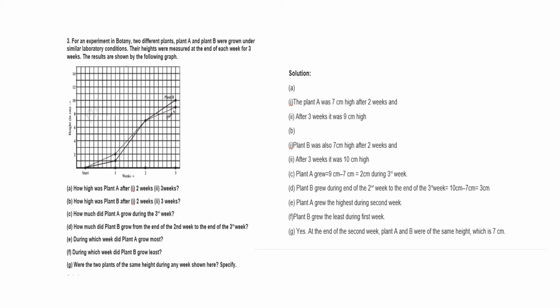Fifth part, during which week did plant A grow most? During which time duration? So during the second week, it grew the highest distance. Yes. During which week did plant B grow least? So just have a look. Plant B grew least during the first week. Were the two plants the same height during any week? So same height, yes. It is 7 centimeter during the second week. So what you have to do? You have to compare a question with the help of the given graph and you can find your answer.